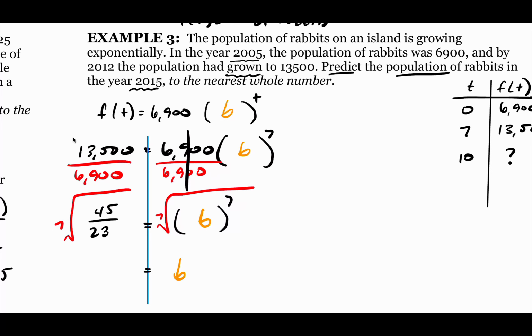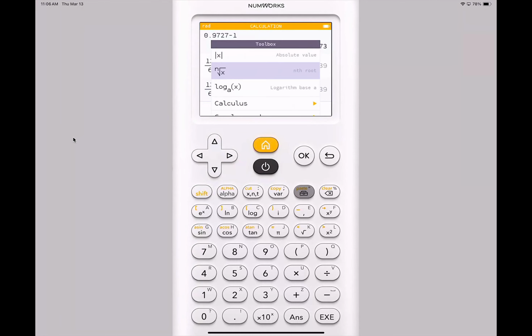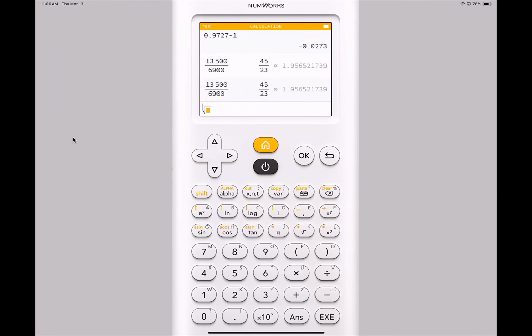To undo that, we go back. Now, I need the 7th root. So the 7th root, and then I need the previous answer. I'm just going to say previous answer because that was 45 over 23. It's that guy there. 1.10062, and so on and so forth.